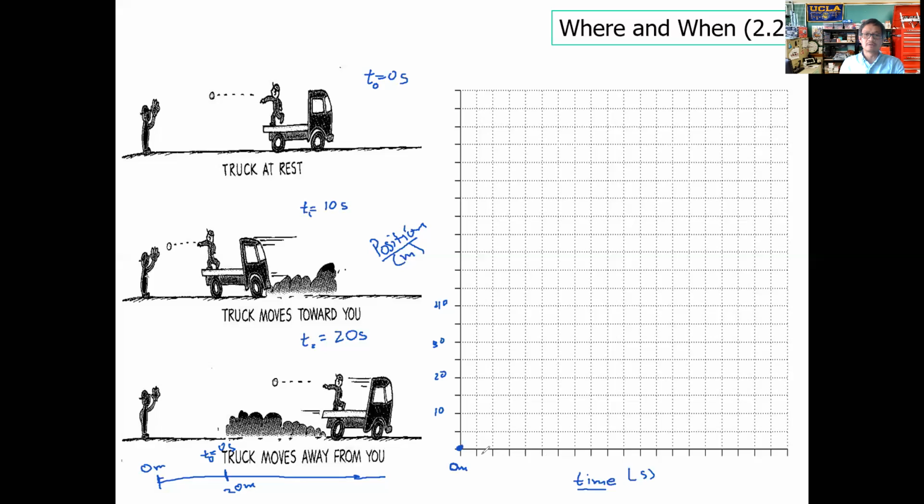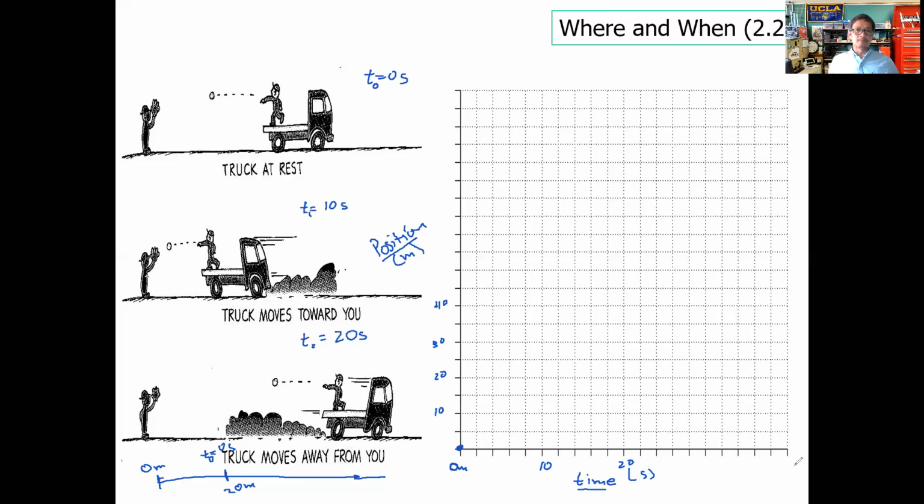Okay. So let's call each one of these 2 seconds each. So it'll be 2, 4, 6, 8, 10 seconds here. There'll be 20 seconds here. So along the x-axis, time, each tick mark represents a 2-second time interval. Along the y-axis, each tick mark represents a 5-meter interval.